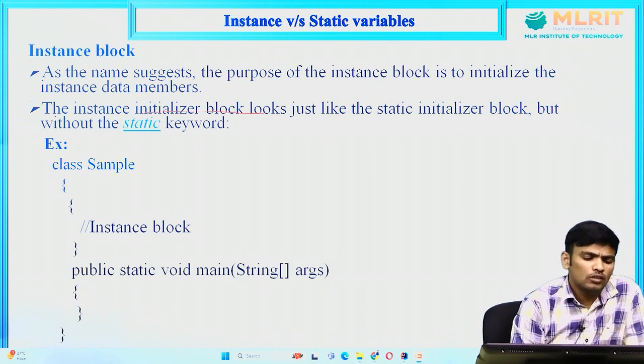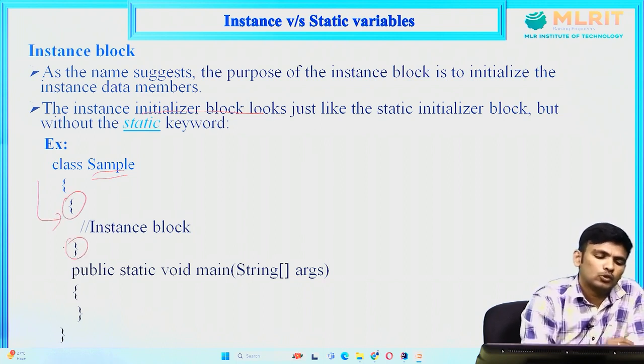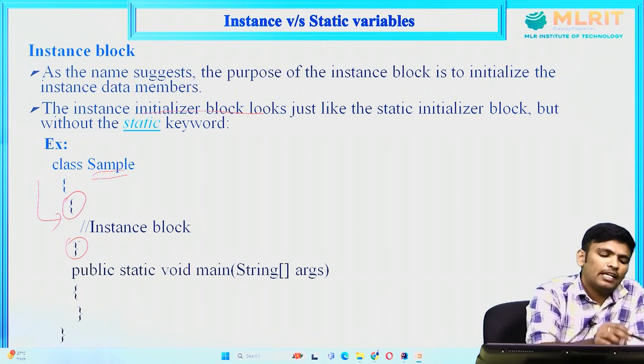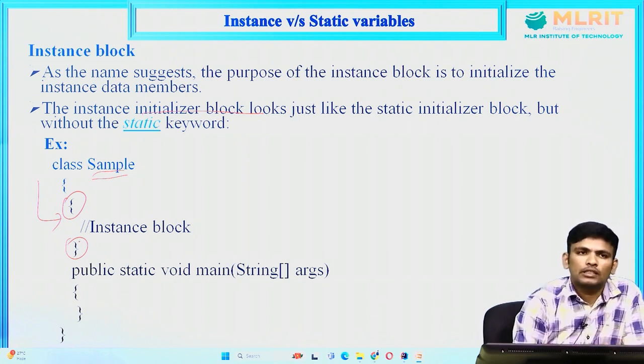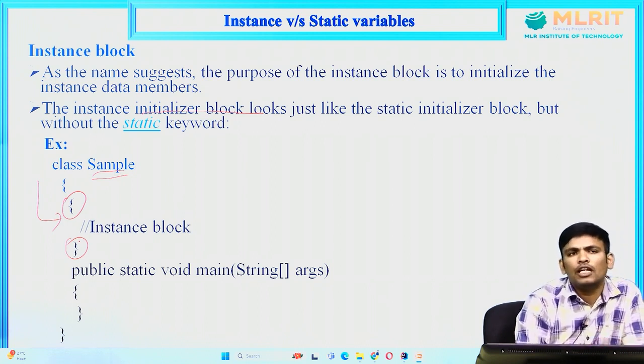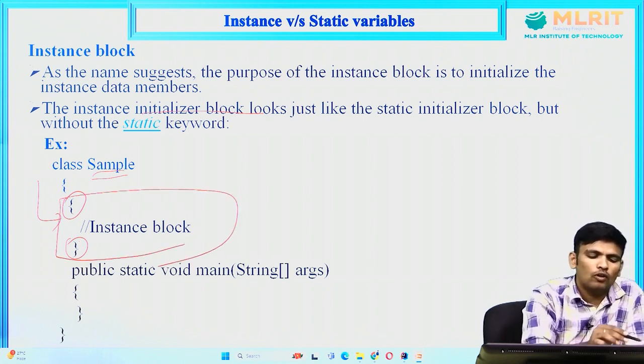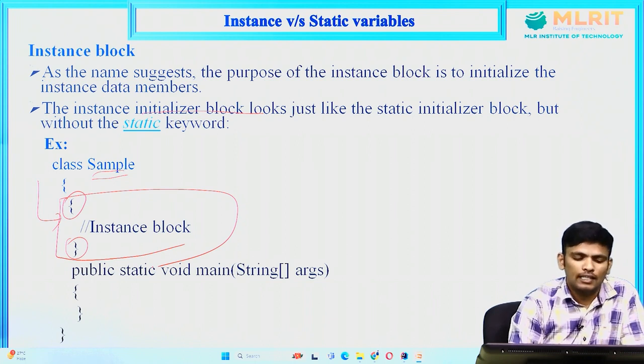Okay, so suppose you take an example. Here I have a class and the class has one instance block. Here I open and here I close, meaning open brace and closed brace, collectively called a block, and without a static keyword, it is an instance block. Without a static keyword, obviously it becomes what? An instance block. So this area is called the instance area or instance block.